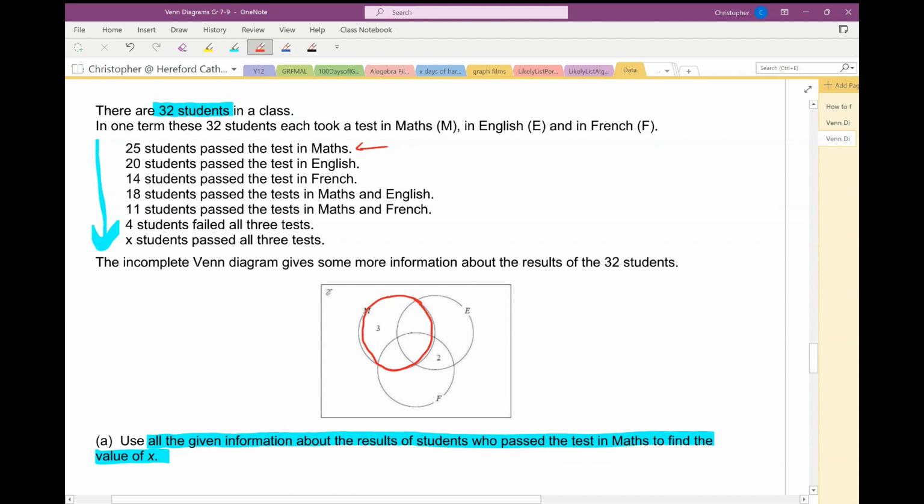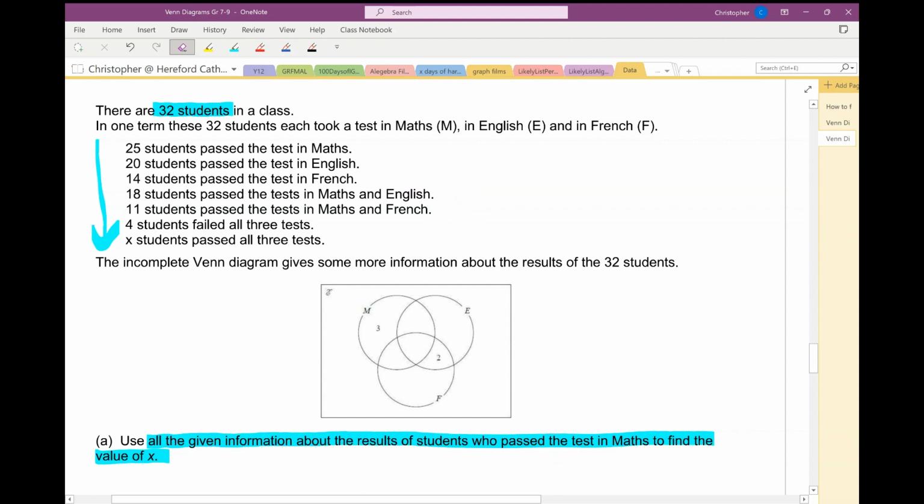Of course, I don't know where they're going to be between these three areas that are remaining, so I can't do anything with that. 20 students passed the test in English. Again, I can't do anything with that. 14 passed the test in French. I can't do anything with that yet. 18 students passed the test in maths and English. That means that maths and English, those two regions have to add up to 18. I can't do anything with that yet. 11 students passed the test in maths and French. Well, again, I can't do anything with that.